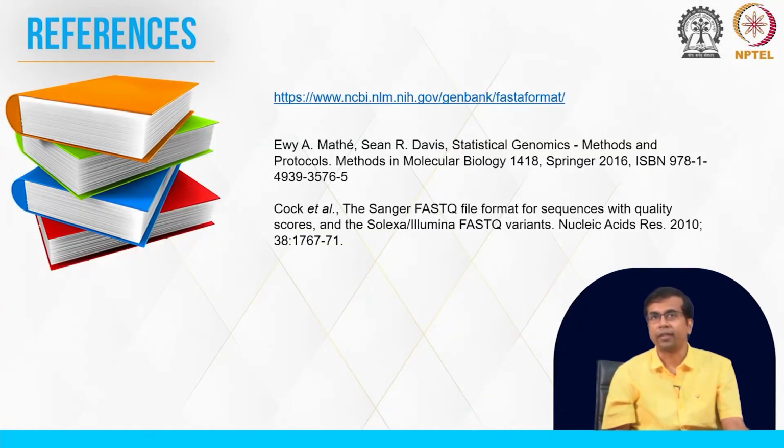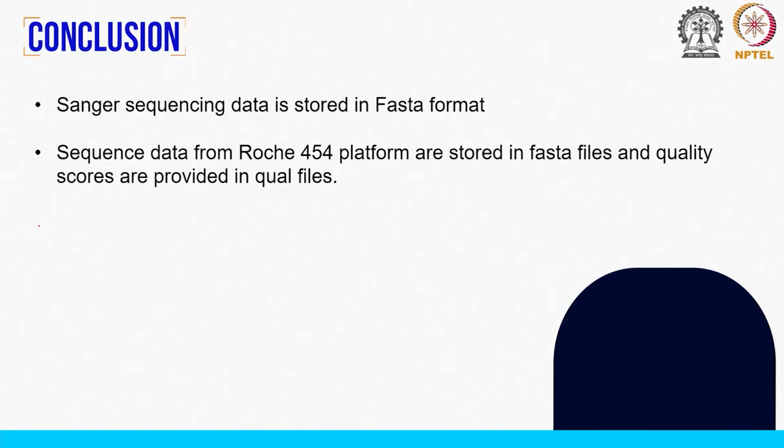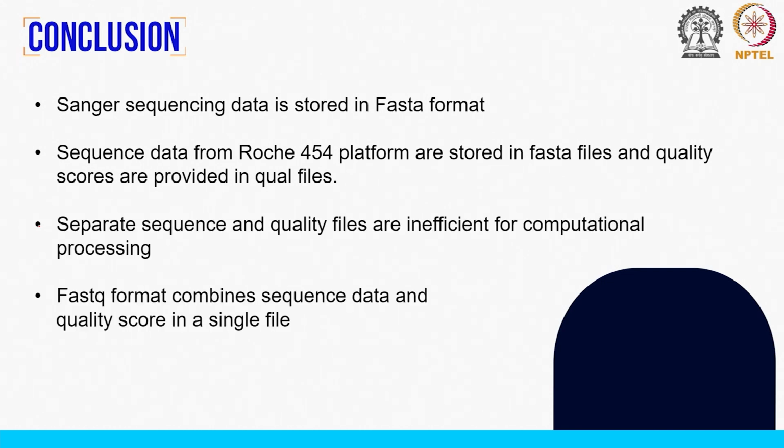These are the references that we have used in this class, and to conclude, Sanger sequencing data is stored in FASTA format. Sequence data from the 454 platform comes in FASTA files, and quality scores are provided in qual files. Separate sequence and quality files are inefficient for computational processing. We probably discussed why this is so, and this drawback is addressed by the FASTQ format, which combines sequence data and quality score in a single file.